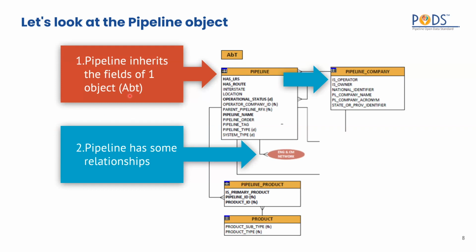So the pipeline inherits the fields of the abstract pipeline. It also connects relationship-wise to pipeline company, engineering, continuous measure network. Again, we see that. It also connects to the pipeline product. And the product actually is a foreign key to the pipeline product and the product. So it may seem a little wonky there, but I'm going to explain a little bit about that here in a sec.